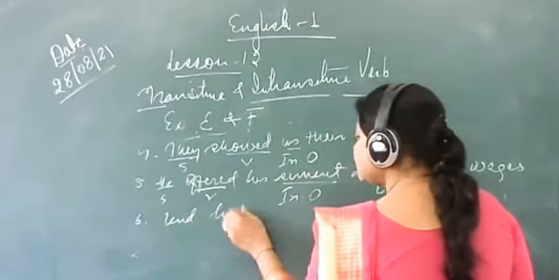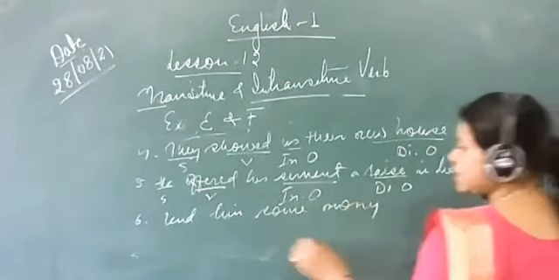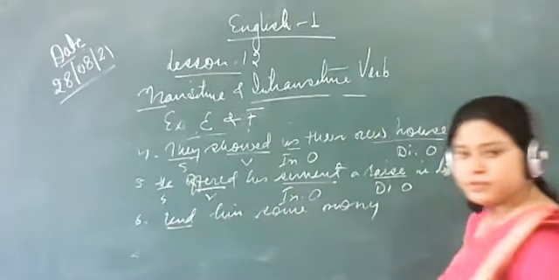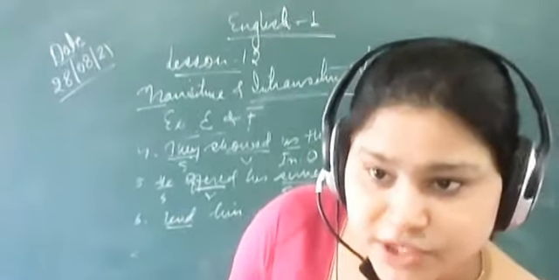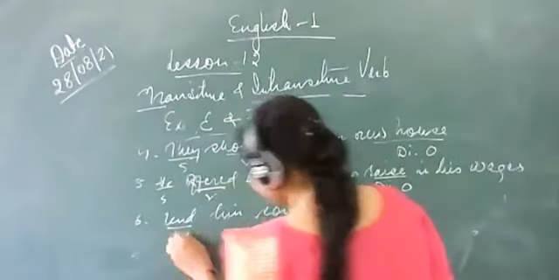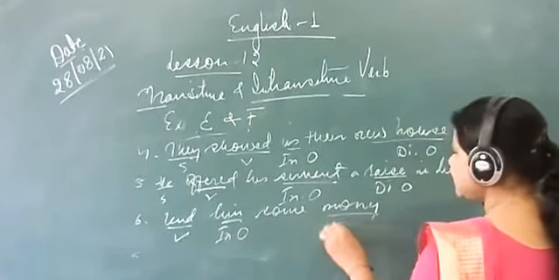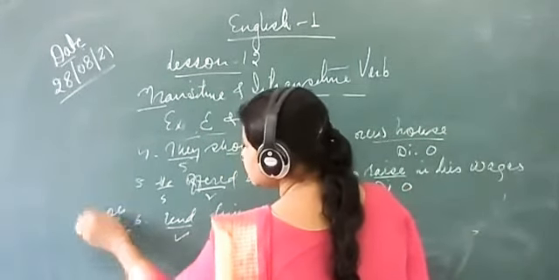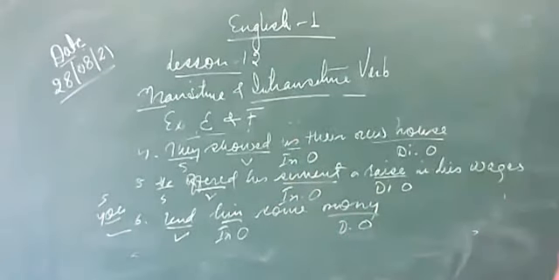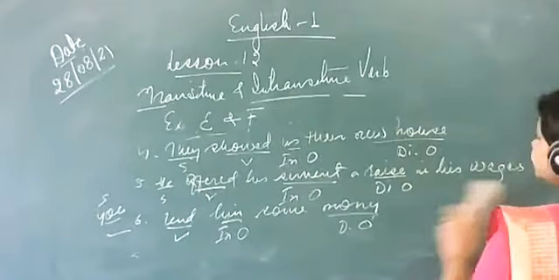Lend him some money. Here you can see that it is a type of imperative sentence, so your subject is hidden. So this is verb. Okay. This is indirect object. Money is direct object. For the subject, you can write here you. This is your subject. Okay. For your understanding only. Otherwise, do not write. Now 7.